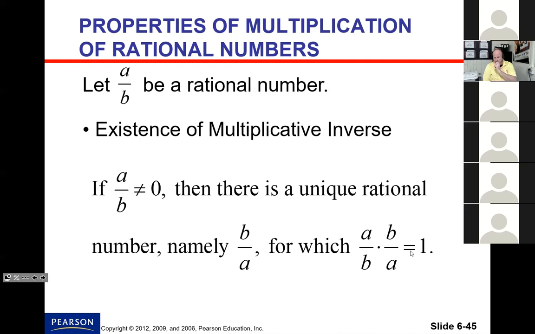A 1? Yeah. And that works for anything. So for instance, if I had negative 1/3 times negative 3/1, I still end up with my positive 1. Well, that's kind of cool. What about 4/5? 4/5 times 5/4, I end up with 20/20, which is 1. So there is a multiplicative inverse, and all you're talking about is multiplying by its flip.